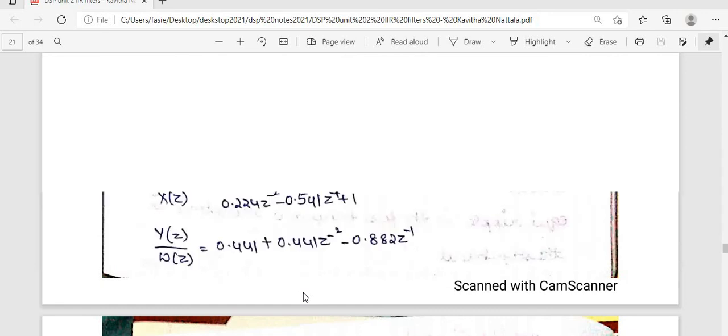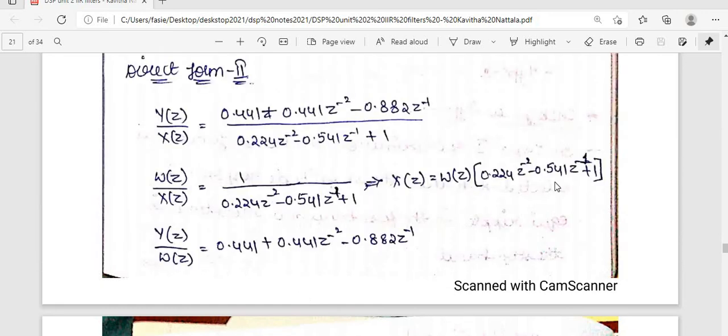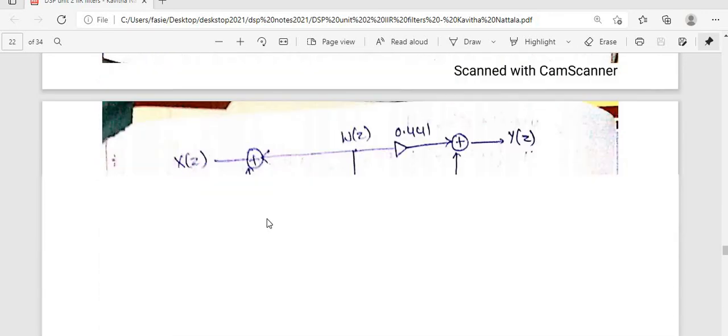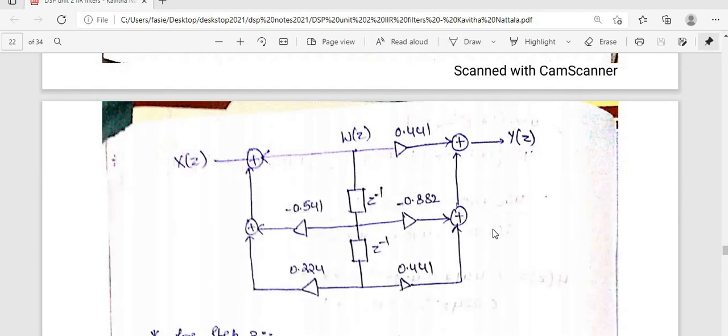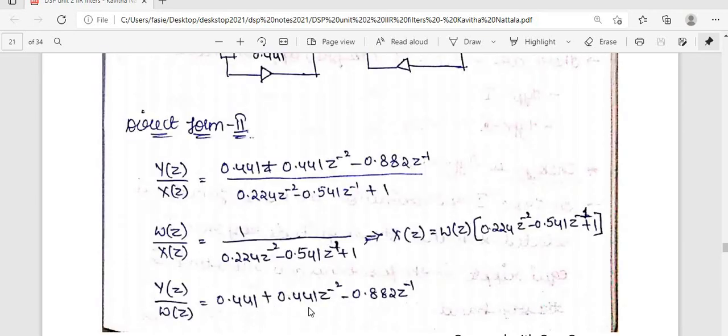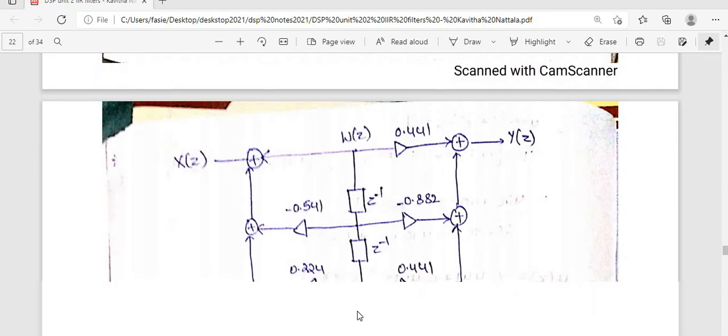And second, minus 0.4541. Here is what? Minus 0.541. Only one block is there. This is called direct form 2. Okay, so we are just finding with respect to direct form 2. In between, w of z is there. This is for y of z. 0.441, 0.441, minus 0.882. Clear? This is how we can do it for direct form 2 as well, for that particular realization. Clear? So we just need to know how to proceed with the problem.